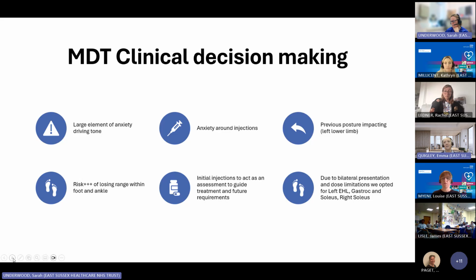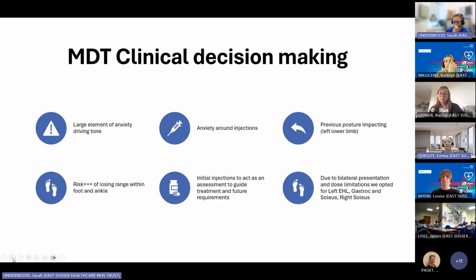So we decided to use it as a little bit of an initial assessment to guide what our treatment might be from a therapy point of view. And also when she potentially might be referred to further services, we can say, well, this is what we've done, and this is what we found. Then we hand that over to them to further analyze what they could do differently. Could they increase the dose? Could they change the muscles that were chosen?